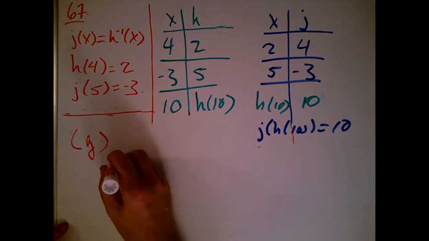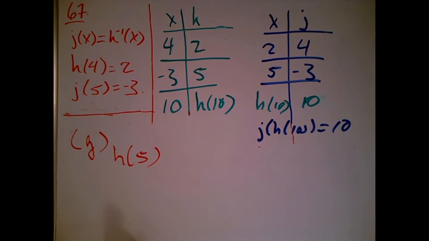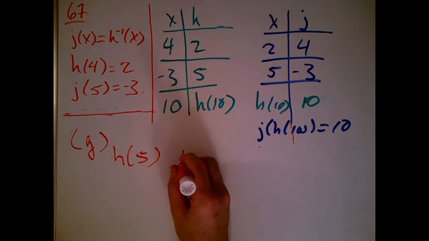Now, part G of this problem was h of 5. I don't know h of 5. I mean, you can look over here. I don't know h of 5. There's nothing I can do with that. So this is not available.